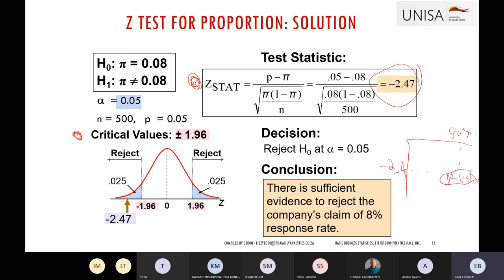If you go to your table right now and look at your p-value, I can quickly look at mine. I'm not going to show you my table; I'm just going to go to the table straight from here. I hope you still know how to find the values. Have you found the value? What is the value there for minus 2.47? It is 0.068.